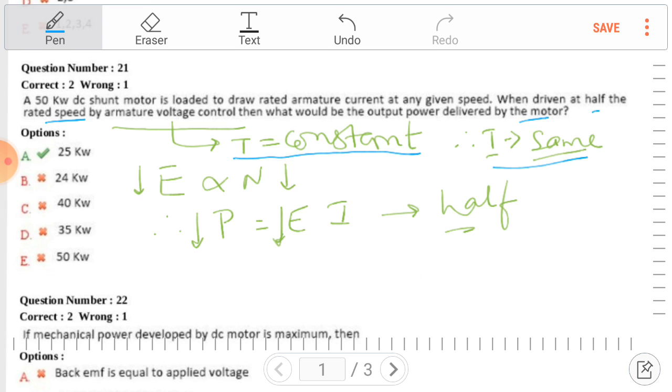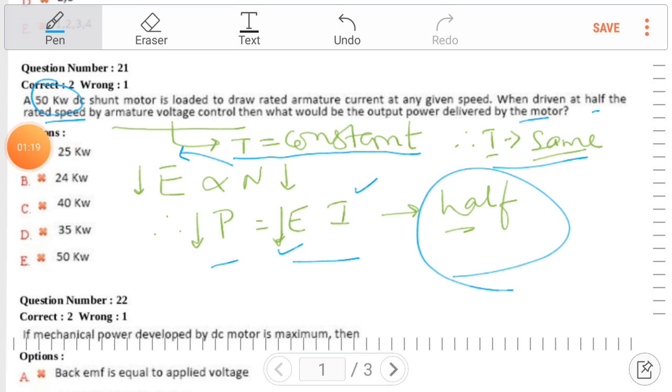When the speed is reduced, EMF is directly proportional to speed in the motor case, so EMF will also reduce to half, and we know that power generated will be E into current, armature current. Armature current is constant but EMF is reduced to half, so power will be reduced to half. So if the original power was 50 kilowatt, the answer is 25 kilowatt.